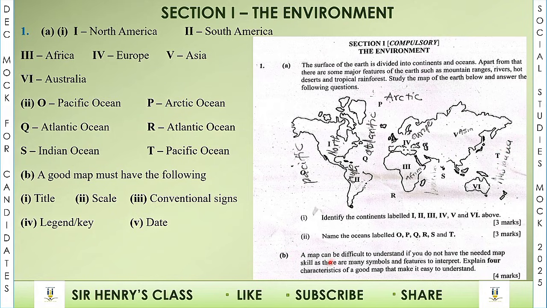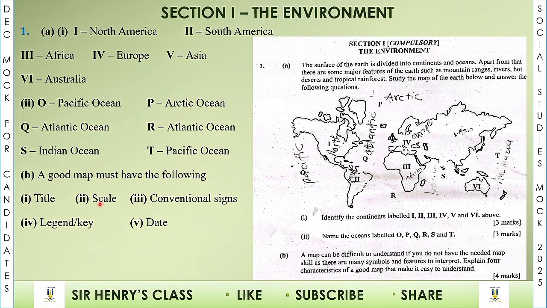So 1B says a map can be difficult to understand if you do not have the needed map skills, as there are many symbols and features to interpret. Explain 4 characteristics of a good map that makes it easy to understand. So this question is talking about some features of a good map. 1, a good map must have a title. A title gives a brief information about the map.